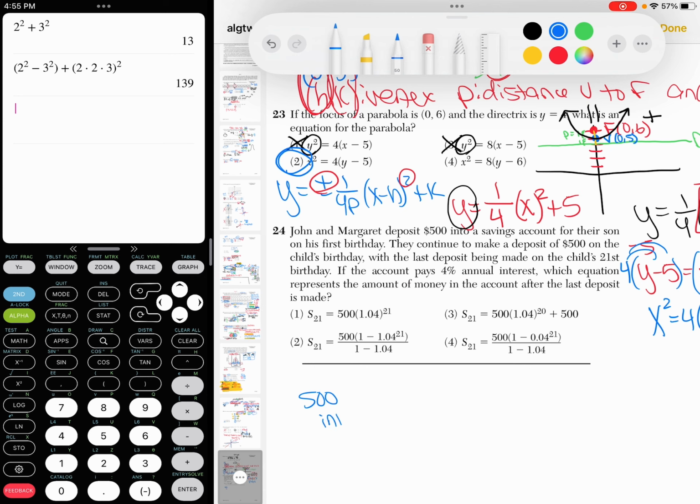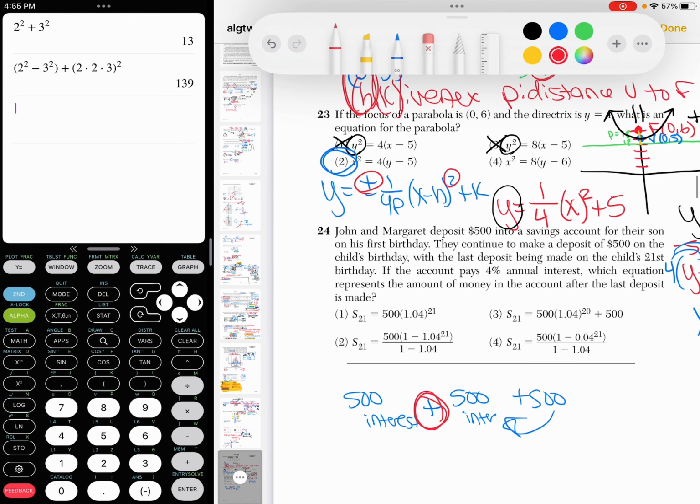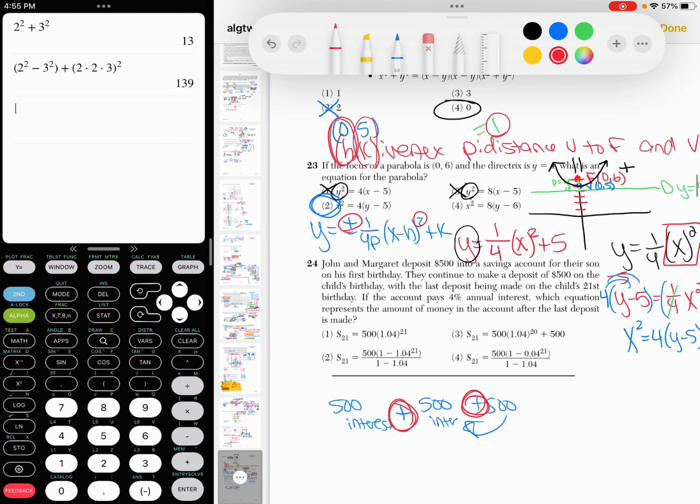That's gaining interest. And then to that, they're going to add the next $500, which will also gain interest. Add another $500 to all of that interest already gained money. This is a sum example. Now, the pattern from term to term is a percentage, so this is a multiplying pattern.